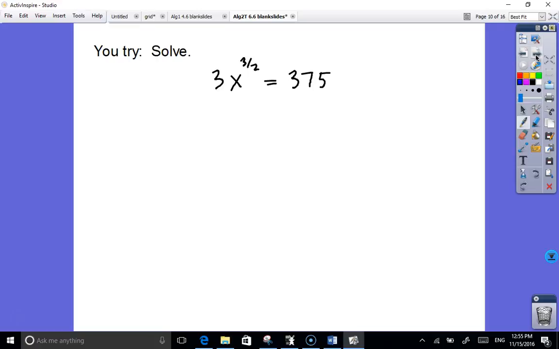So try to do that one. So what did you do first? Divide by 3, and that gave you x to the 3/2 equals 125. Then how did you undo raising something to the 3/2? You raised to the 2/3. So x equals 125 to the 2/3. Right, so what is the cube root of 125? 5. What is 5 squared?